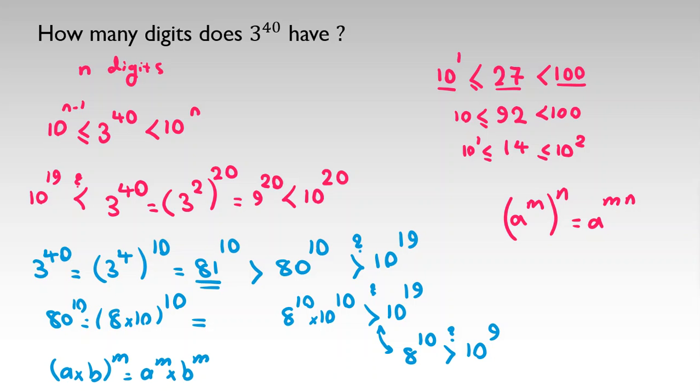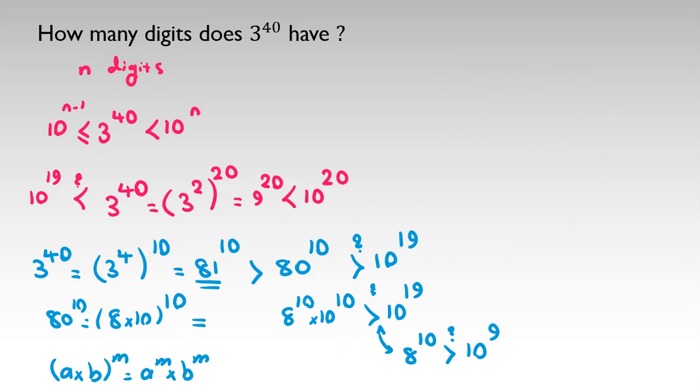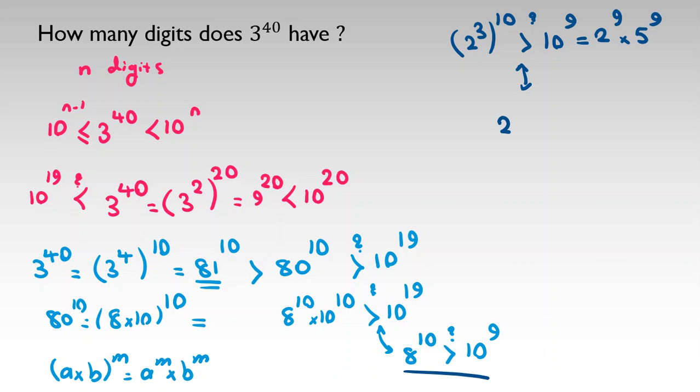Now, 8 to the 10, let me erase the things we don't need. I want to prove 8 to the 10 is greater than 10 to the 9. Instead of 8, I can write 2 cubed, so 2 to the 30. And 10 to the 9 is 2 times 5 to the 9, which is 2 to the 9 times 5 to the 9. It is equivalent to prove that 2 to the 30 is greater than 2 to the 9 times 5 to the 9.